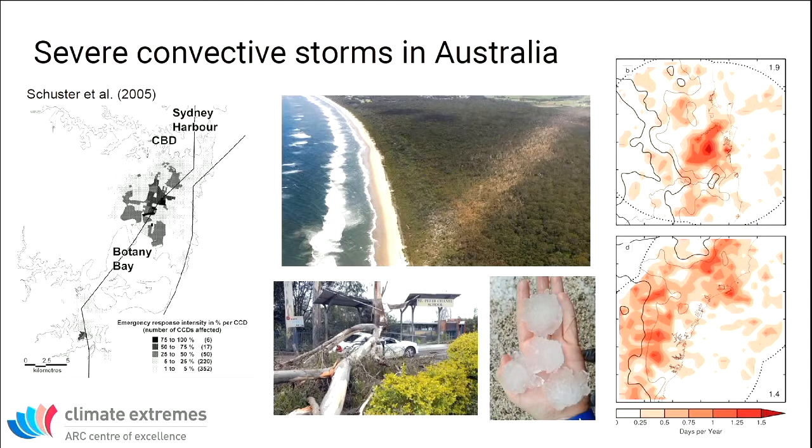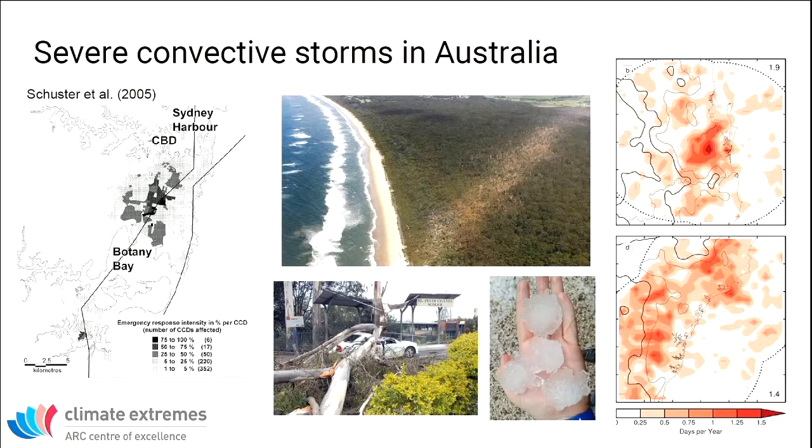So there's a paper by Schuster et al. where they looked at this particular event, and essentially this supercell storm tracked right over the CBD and dumped some big hail, sort of cricket ball size hail. So these events are really, really costly, even though they're generally not associated with fatalities, I guess mainly just because people can find shelter in most cases.